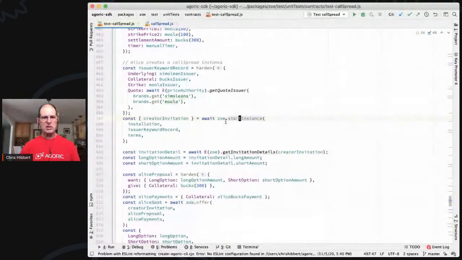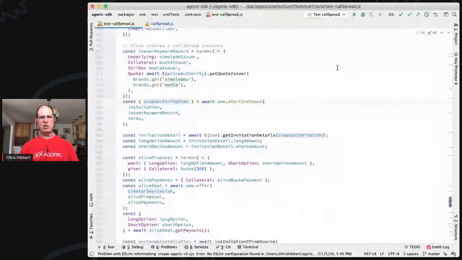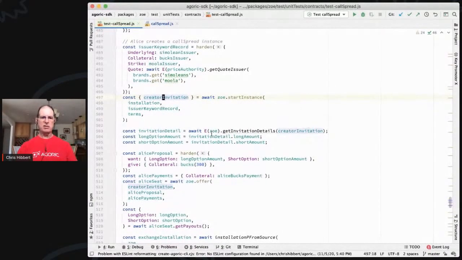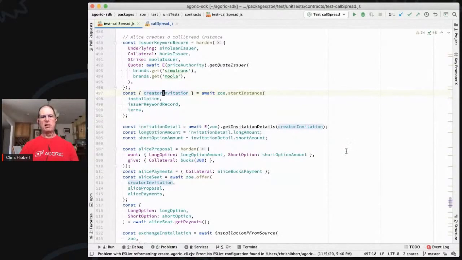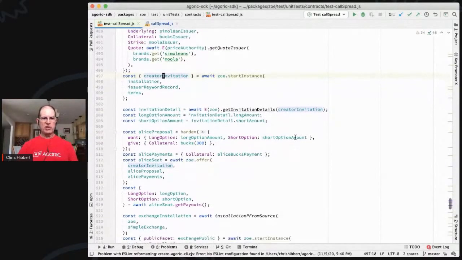When Alice creates the instance of the call spread, she passes in these standard details and gets back the creator invitation. The creator invitation in its details has the long amount and the short amount, which are the amounts of the invitations, the assets for what we call the long seat and the short seat, the two parties that will own the two assets. And so her proposal to create this contract is that she wants to get the pair of options.